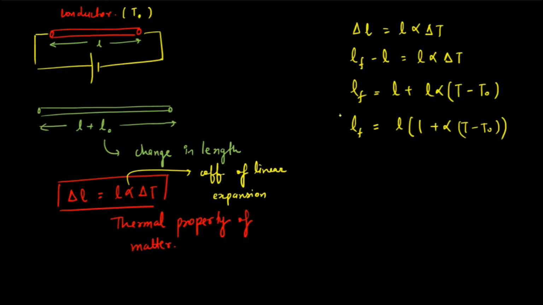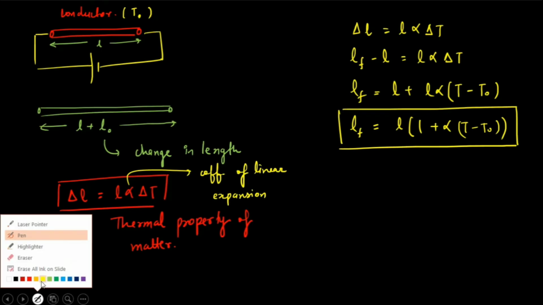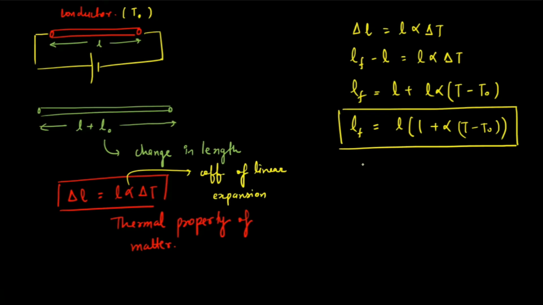Now this is called the final length. What are we going to do here? We are going to divide the whole equation by area, dividing both sides by the area of the conductor.